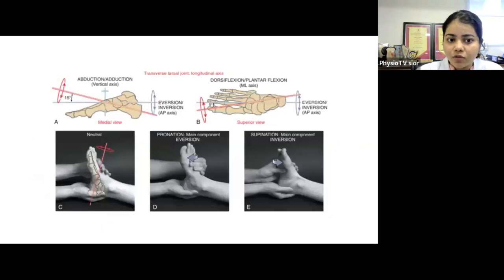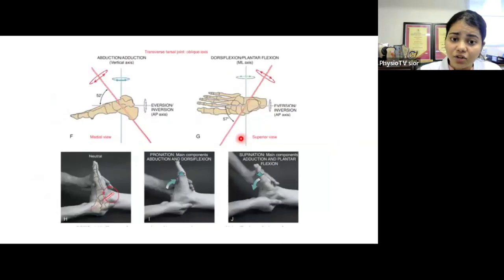We have two axes of motion when we talk about this joint: the longitudinal and the oblique. The longitudinal axis is nearly coinciding with the straight AP axis, with the primary components of eversion and inversion. Whereas the oblique axis, in contrast, has a very strong vertical component and a medial-lateral component. So motion around this axis will occur as a combination of abduction and dorsiflexion, and adduction and plantar flexion.